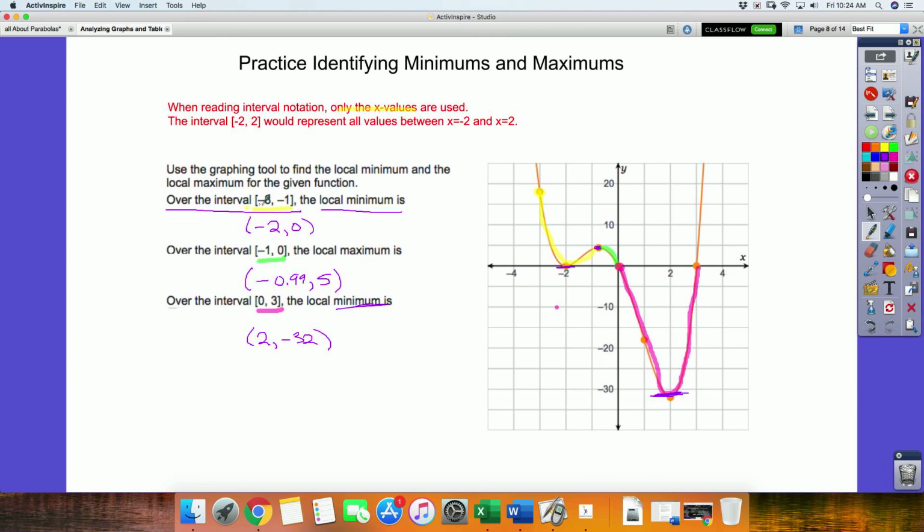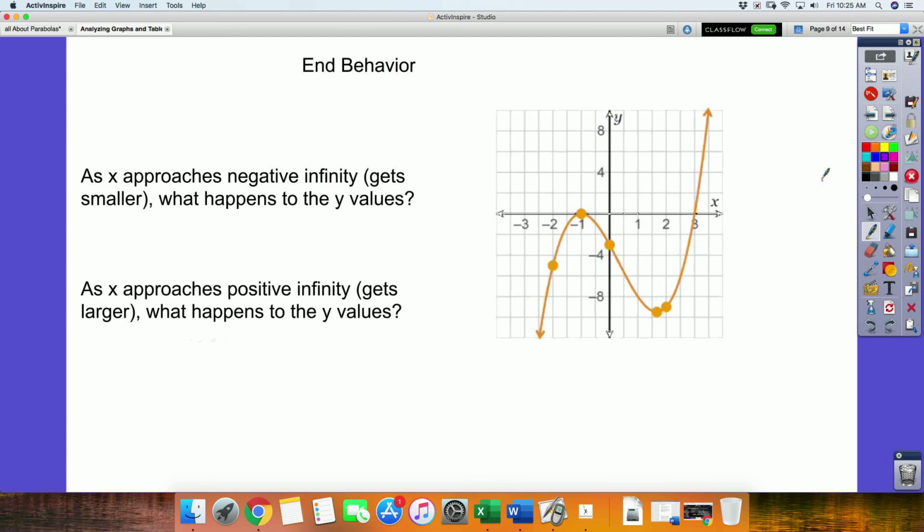So when they give it to you like this, don't be afraid to use a highlighter. Sketch the graph out and mark what sections we are actually looking at, and then you can decide what the minimum or the maximum is in that section. Now, the next thing they want us to look for is end behavior. End behavior means we're only looking at what's going on at each end of the graph.